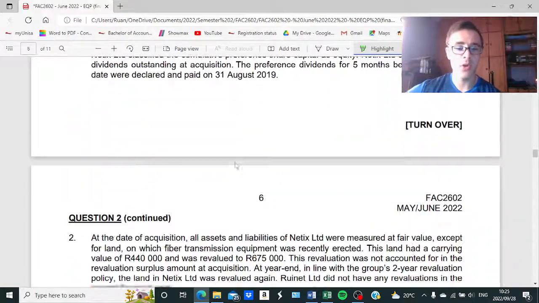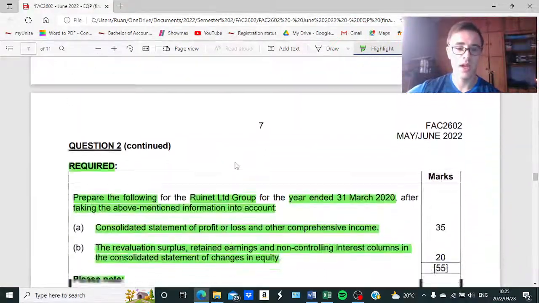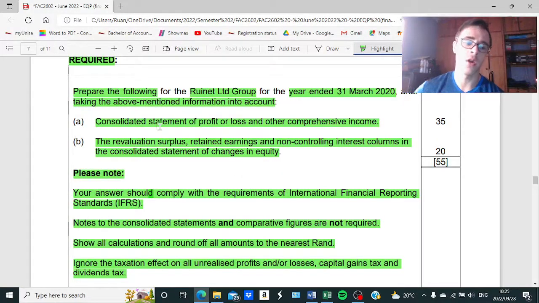Now, if you go to the required section, you will see that we are required to draft the consolidated statement of profit or loss and other comprehensive income counting 35 marks. And then we have the revaluation surplus, retained earnings, and non-controlling interest columns in the consolidated statement of changes in equity. So only those columns in the consolidated statement of changes in equity.